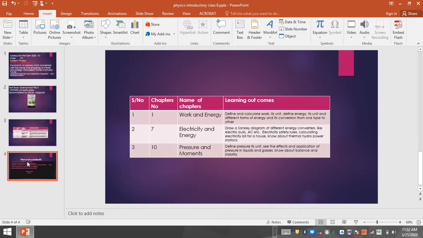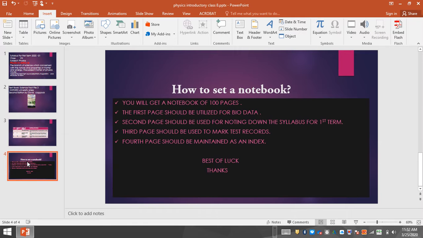And the last is how to set up a notebook. You know that you need a notebook for that. Mostly you know that notebooks have different numbers of pages. So for this you have to use a 100 page notebook. And you already know how to prepare a notebook. The first page will be utilized for the biodata: your name, class, teacher, subject, content number. You already know it from the previous notebooks of class 7.